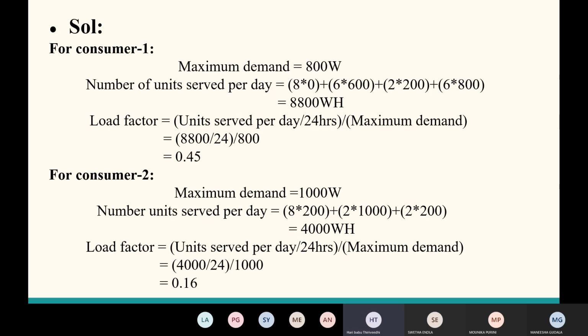plus 8 a.m. to 2 p.m. How many hours? 6 hours. 6 into what is the load? 600. So 6 into 600 plus 2 to 4, 2 hours, load is 200, plus 4 to 10, again 6 hours, load is 800, plus 10 to midnight, 2 hours, there is no load, so plus 2 into 0. So 8 into 0 plus 6 into 600 plus 2 into 200 plus 6 into 800.